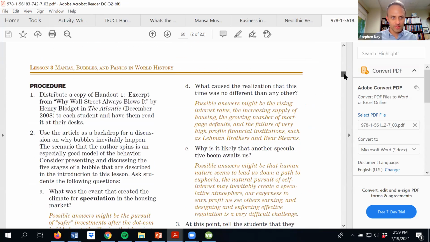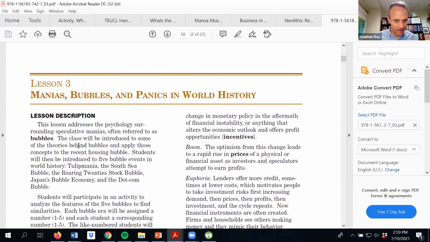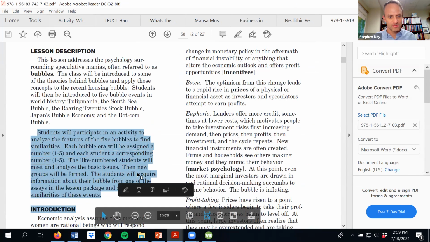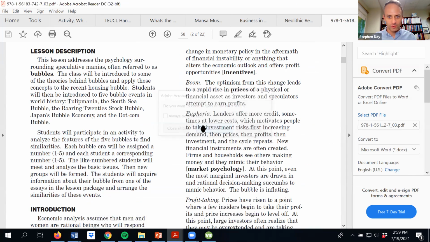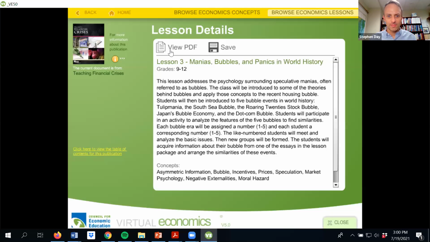All this stuff. I want to check this one out later. What does it say for this one? Students will participate in an activity designed to analyze the features of five bubbles, financial panics, and find their similarities. So that would be a good one, actually. I should check that one out for the future. Okay, and we can save that PDF.